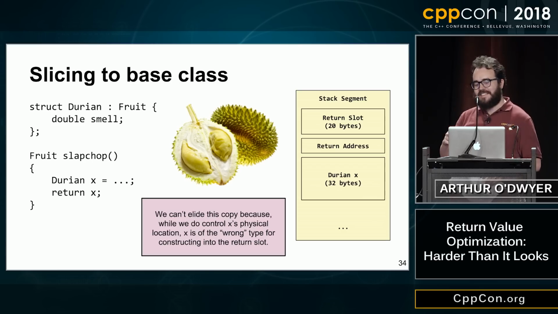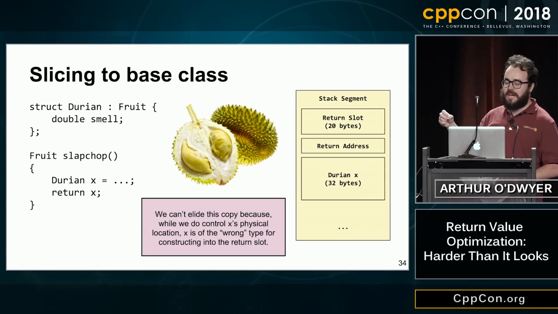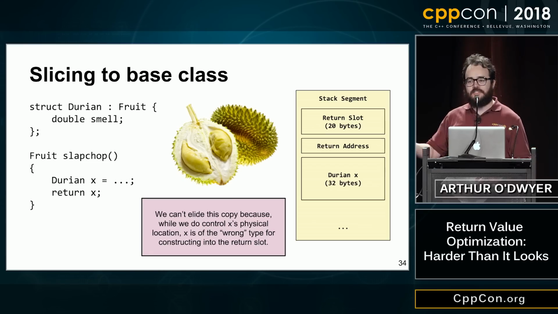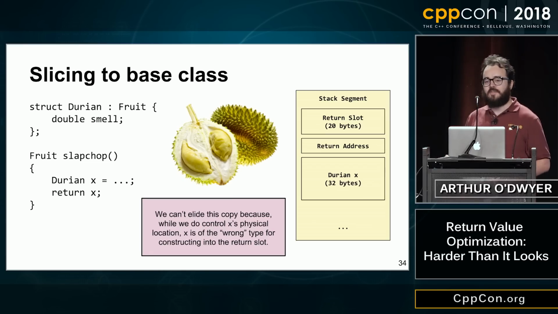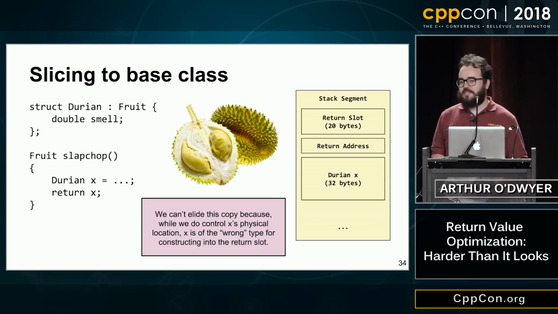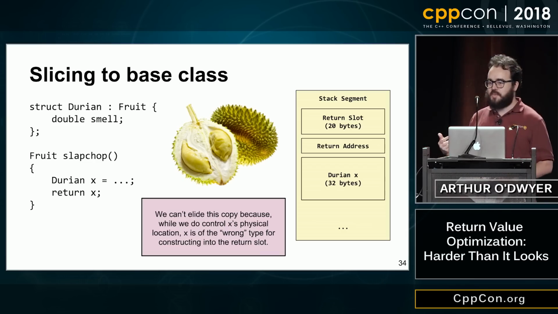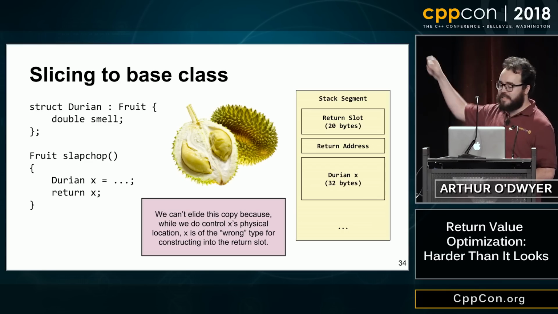We can't allocate x into the return slot to begin with because x is bigger than the return slot. The return slot's only 20 bytes. The durian itself is a very large fruit. It's 32 bytes because of that smell. And so here, x is of the wrong type for constructing into the return slot. We're going to have to allocate it down here and then move it up.